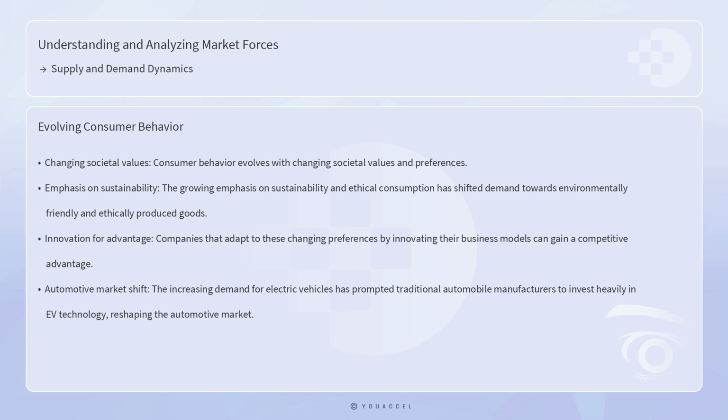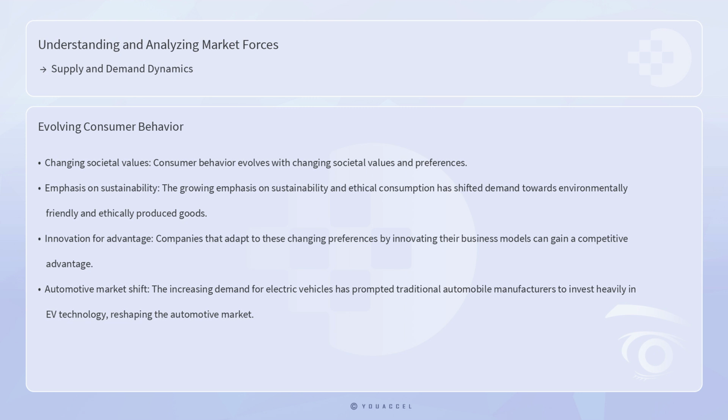Consumer behavior also evolves with changing societal values and preferences. The growing emphasis on sustainability and ethical consumption has shifted demand towards environmentally friendly and ethically produced goods. Companies that adapt to these changing preferences by innovating their business models can gain a competitive advantage. For instance, the increasing demand for electric vehicles has prompted traditional automobile manufacturers to invest heavily in EV technology, reshaping the automotive market.